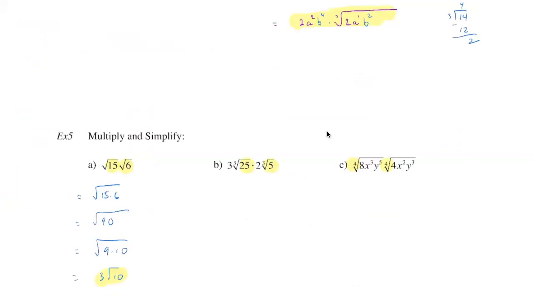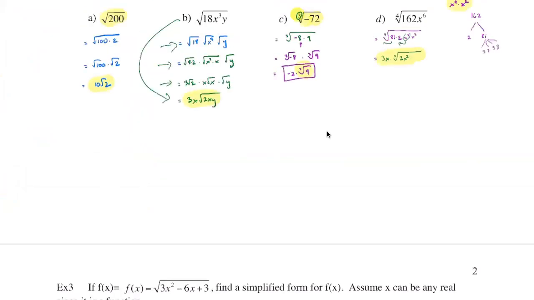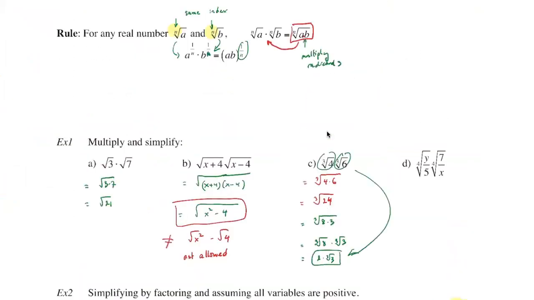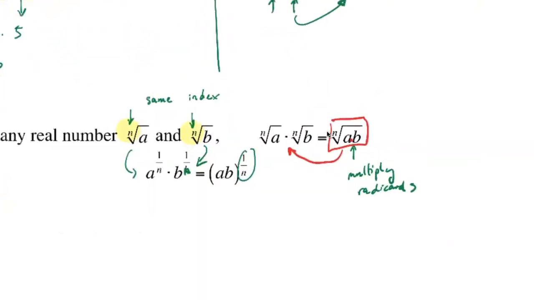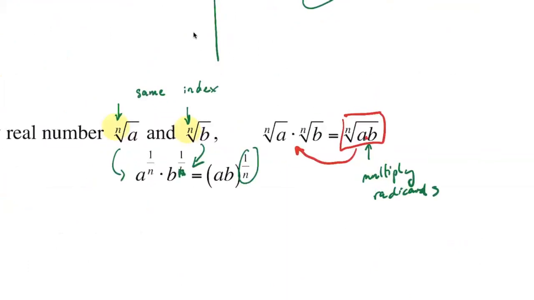So this is 7.3, 7.4. I think there's division and adding, subtracting. With adding and subtracting, the rule is slightly different. The requirement is more than just multiplication. With multiplication, as long as the index is the same, we can multiply the radicands. With adding and subtracting, there are two requirements: you have to have a matching index, and you also have to have matching radicands. So that's going to be in 7.4.